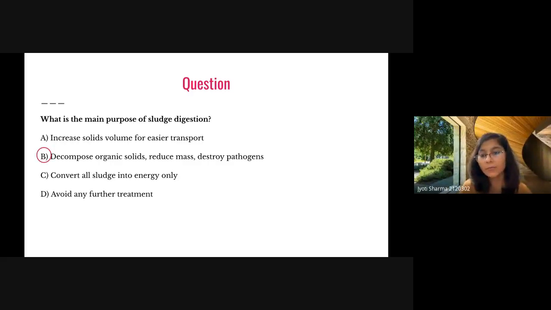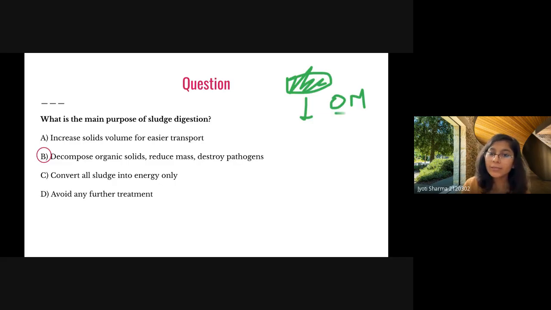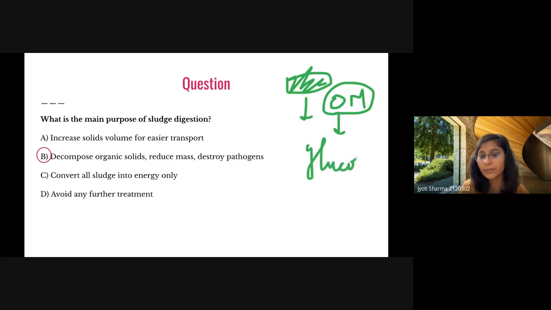So the first thing is we already have concentrated the sludge. Next is how we can reduce it. Till now we just concentrated it, but now the question is how we can reduce it. As I told you, sludge may have organic compounds, and that organic compound can be converted. Let's say your organic compound is glucose, right? That glucose can be easily converted to CO2 and H2O. And this is how we can reduce the weight or volume of the sludge.